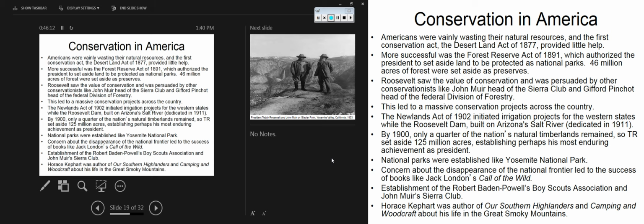The conservation of American timber, the establishment of Yosemite National Park, later Sequoia, literary movements like, you know, folks like Jack London, Call of the Wild. You ever read Call of the Wild? White Fang. Anybody ever read the short story, To Build a Fire? Oh man, check that one out. You'll like that.